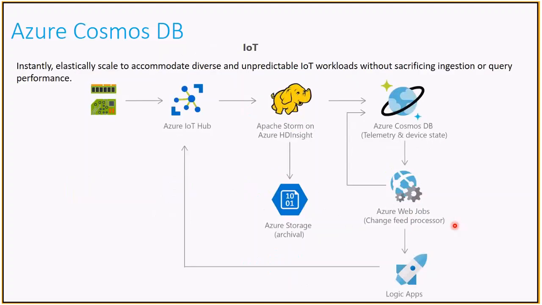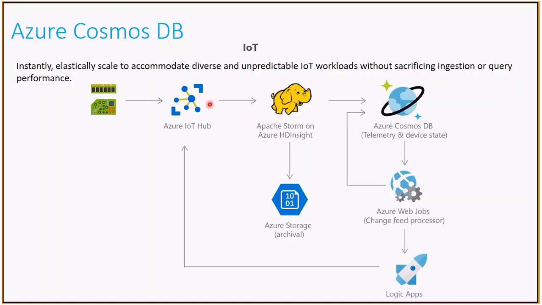Okay, and one implementation of Azure Cosmos DB which I want to discuss is on IoT. An IoT device is a piece of hardware, and you have Azure IoT Hub, to which your IoT devices push messages. Once you get the message into your IoT Hub, it can push all the raw data into your Apache Storm on HD Insight. Apache Storm is an engine on top of the Azure HD Insight cluster.